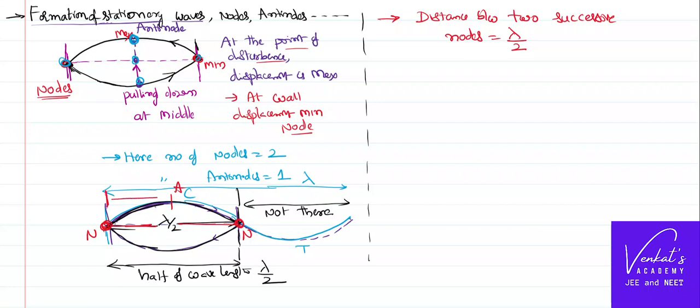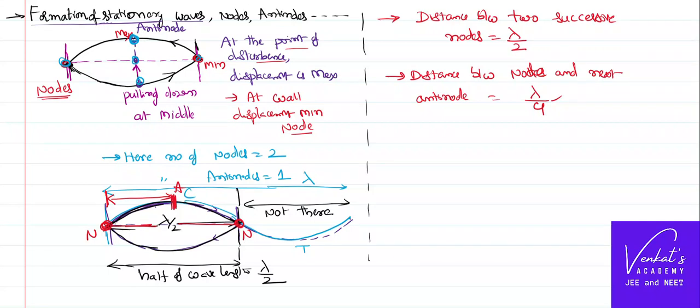Now I want to know the distance from node to antinode. The antinode is at the middle of this node and node. So the distance between a node and the immediate next antinode is half of lambda by 2, that is lambda by 4. That's lambda by 4. I want you to notice these basic things before we actually go and talk a lot about stationary waves.